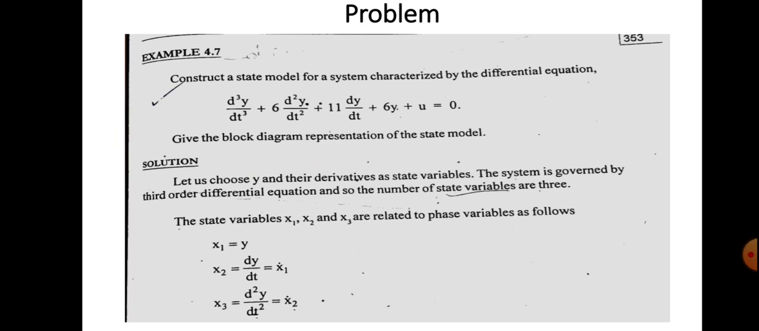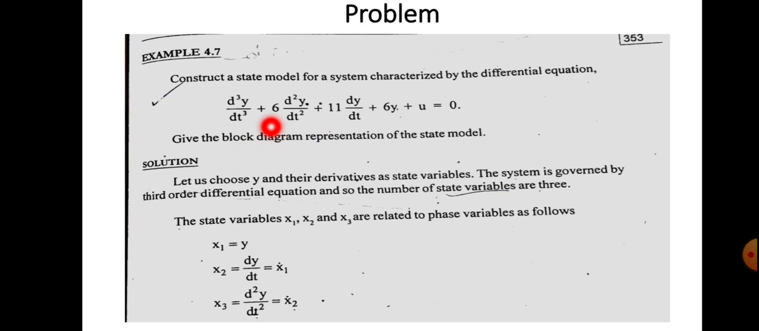Okay. So let us do a problem to understand the concept. Here is a differential equation: d cube y by dt cube plus 6 into d square y by dt square plus 11 into dy by dt plus 6y plus u equal to 0. Give the block diagram representation of the state model. So you are asked to construct a state model, and also you have to draw the block diagram representation.